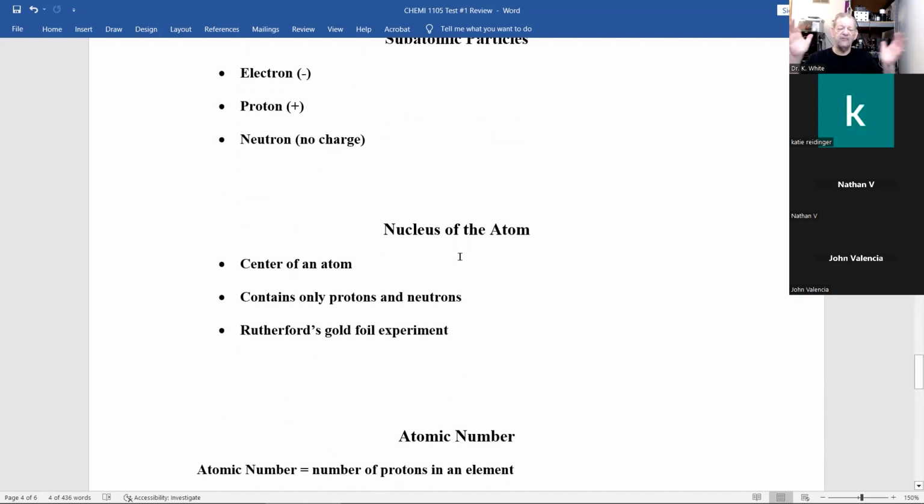Now, when it comes to where are those subatomic particles, the nucleus of the atom, which is the center of the atom, contains only protons and neutrons. You should know that. And you should know, I talked about it in the video, Rutherford's gold foil experiment helped elucidate the nucleus of an atom. By the way, elucidate means figures out or clarifies.